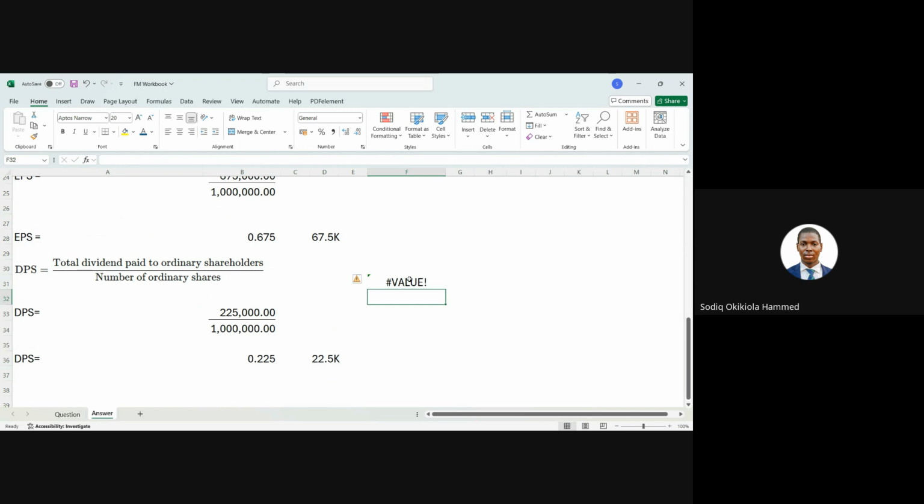Dividend per share divided by earnings per share. So this is 1/3. This means this company is distributing 1/3 of its profit as dividend.